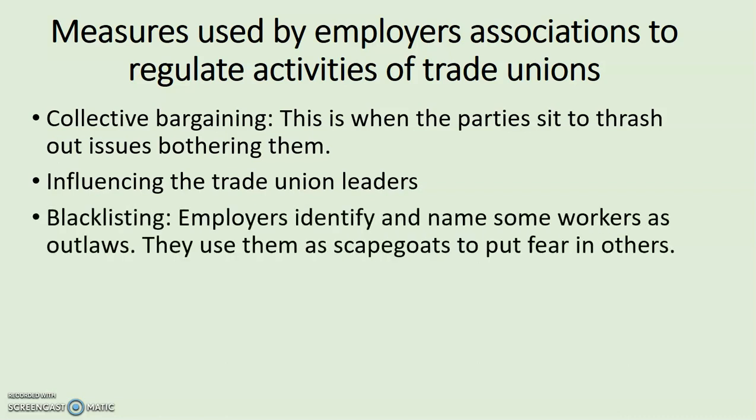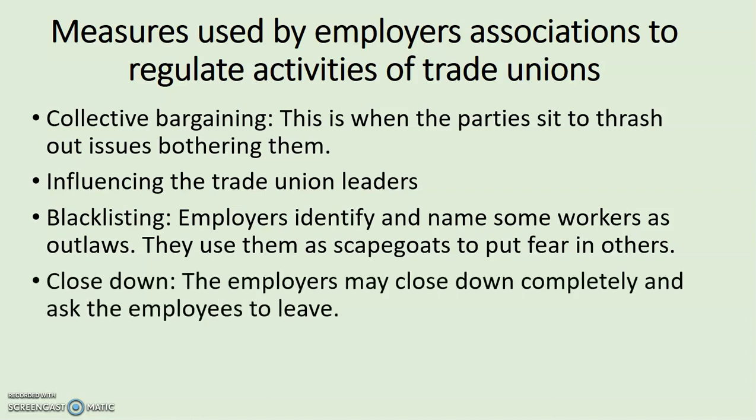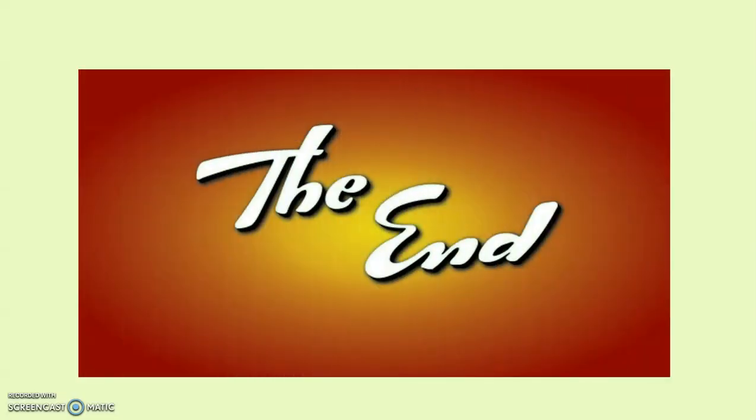Then we have blacklisting. That is where employers identify and then name some workers as outlaws. That is, they use them as scapegoats to put fear in others. Then another measure is close down. When they realize that trade unions are worrying them by demanding higher salaries, then what they do is they shut down the business completely. So these are the measures used by the Employers Association.